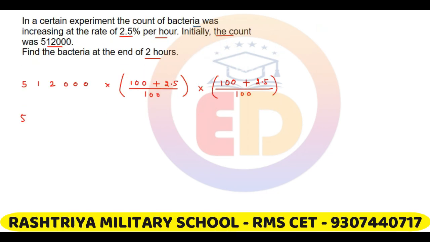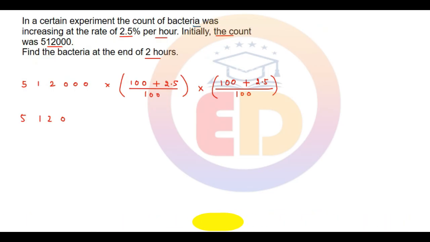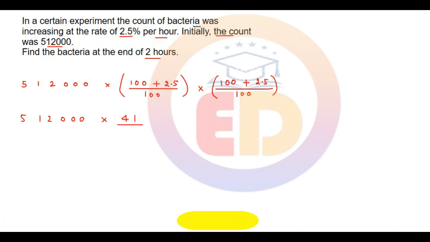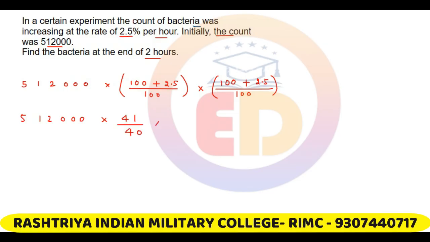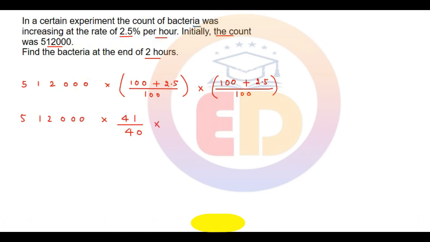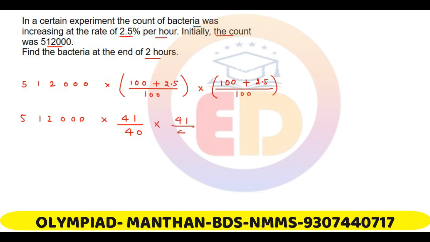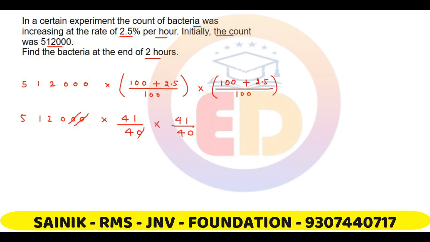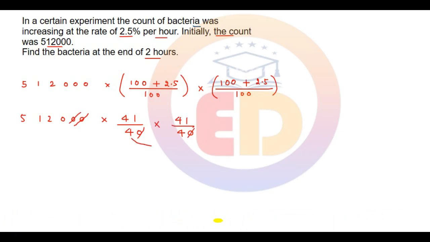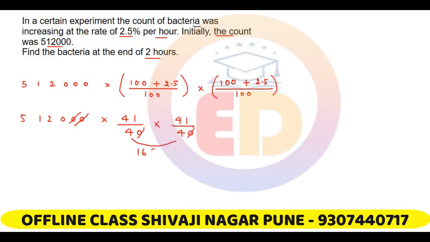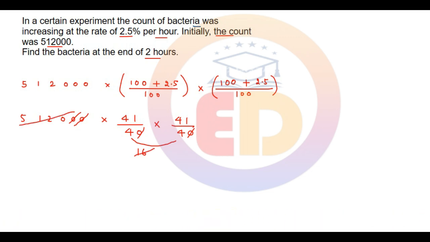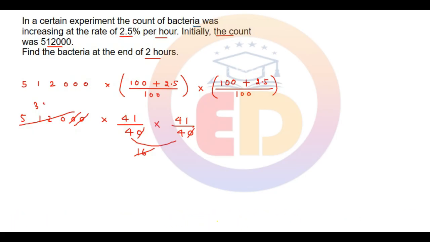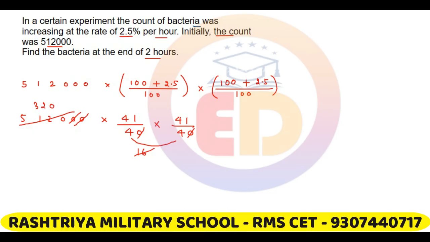This is 5,12,000 multiplied by 41 upon 40, multiplied by 41 upon 40. Let's cancel the 0 and 0. Another 0 and 0. 4 into 4 is 16. Let's divide 16 and 5,120. 16 3s are 48. 3 carry. 16 2s are 32. So this becomes 320.